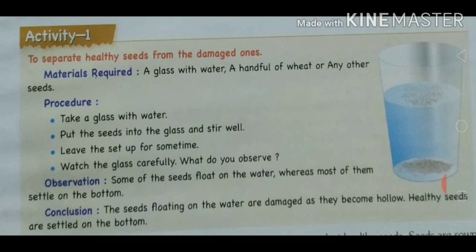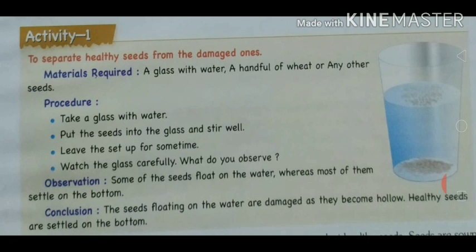So, this activity, the step by step activity, is given in your book, my dear student. I want that you please do this activity, because before sowing seed, farmers do this activity to find out the quality of the seed. What is given in the activity? We can select good healthy seeds for sowing as follows.